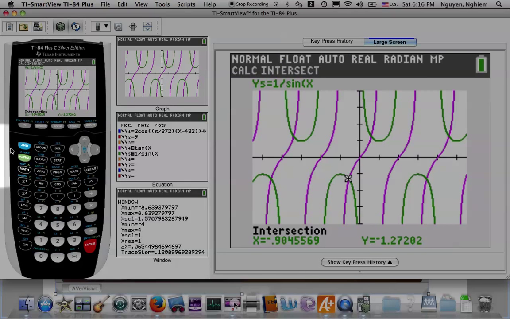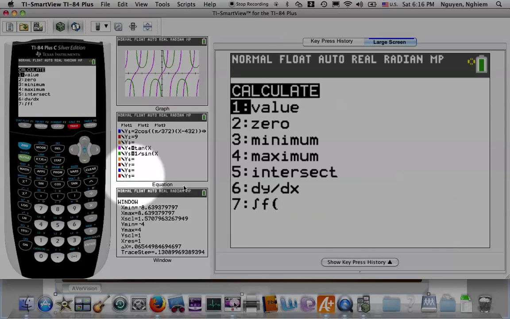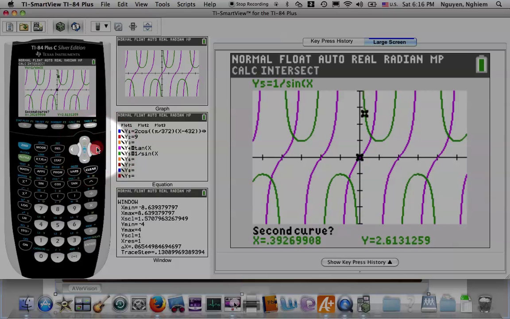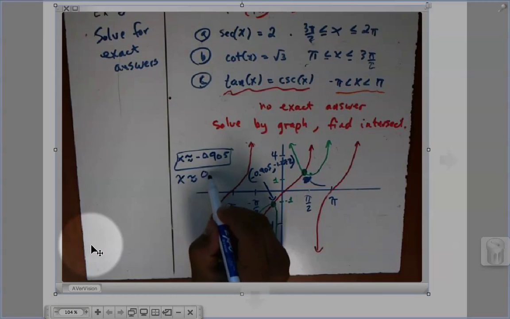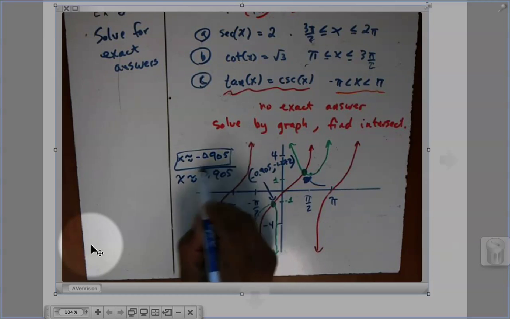I'm going to have to use the intersection function again. Second, calc. 5th selection. The green one, that's good. Take a guess as close as I can make it. Right there. Hit enter. And that's approximately 0.905 again, but it's positive. So X is approximately positive 0.905. Okay.